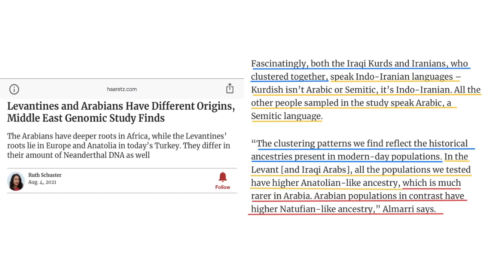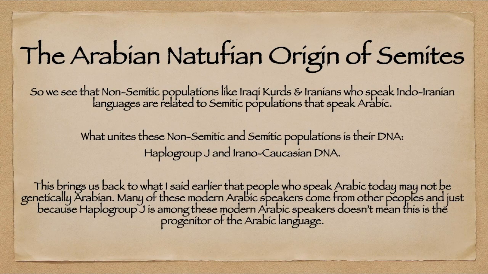I'm going to repeat that again up here. Fascinatingly, both the Iraqi Kurds and Iranians who cluster together speak Indo-Iranian languages. Kurdish isn't Arabic or Semitic, it's Indo-Iranian. All the other people sampled in the study speak Arabic, a Semitic language. So how and why are Arabic-speaking populations related to Iranian populations? Could it be because some of these peoples adopted the Arabic language and they're really genetically Iranian in origin? That's what seems to be the case.